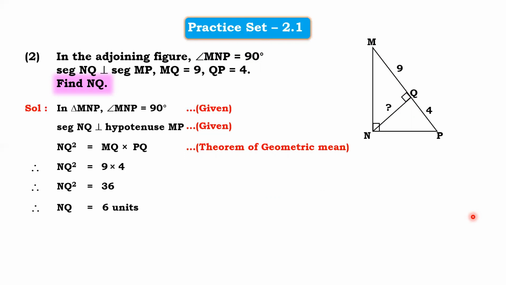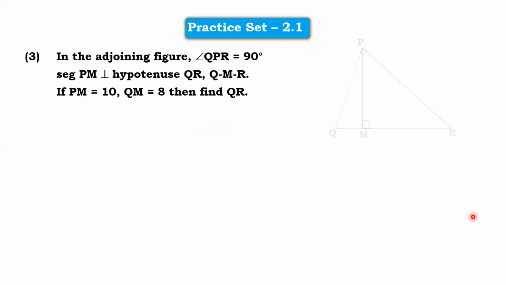Don't forget to write the units at last, because that's the most important thing which you miss out. And the reason, how 36 became 6: we have taken the square root. So taking square roots, we have got the value of NQ. This sum will come for 2 marks. A very simple, very easy sum. Okay, let us see one more sum based on this.